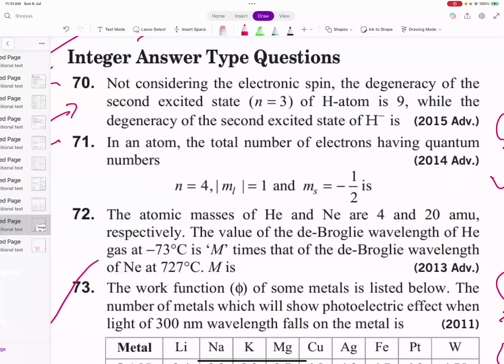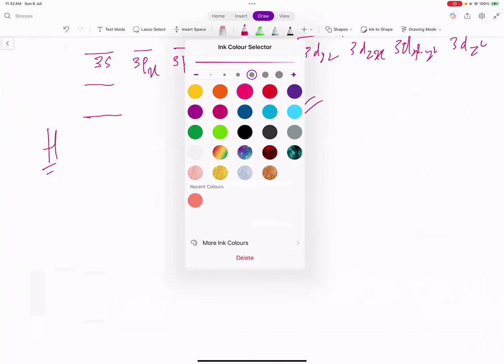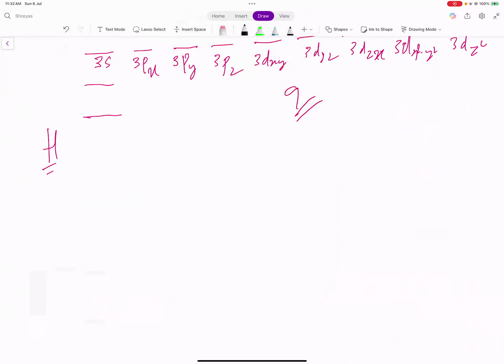Now we are talking about H negative, right? It means how many electrons this has? 2 electrons, right? One extra. So we are talking about the third level, right?